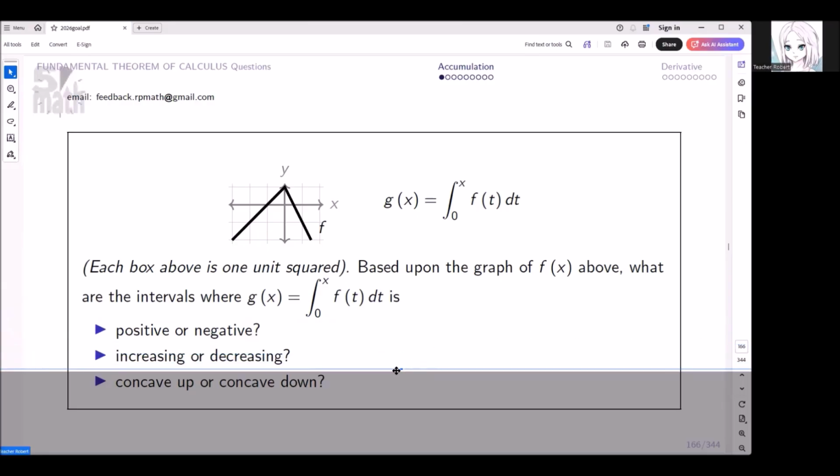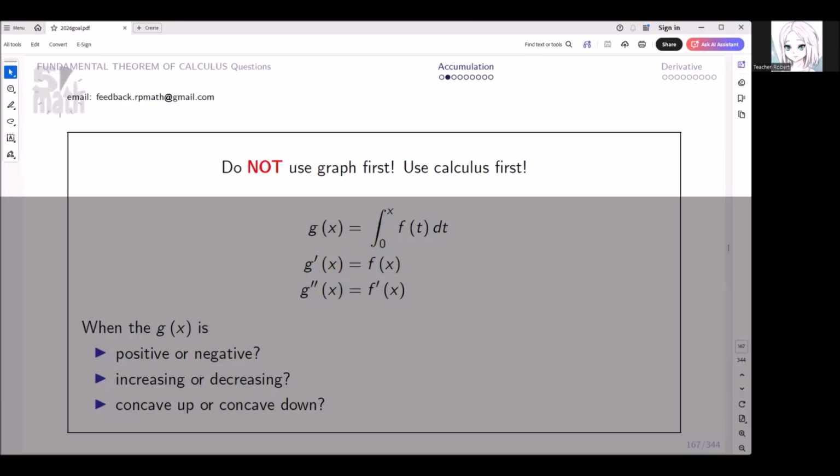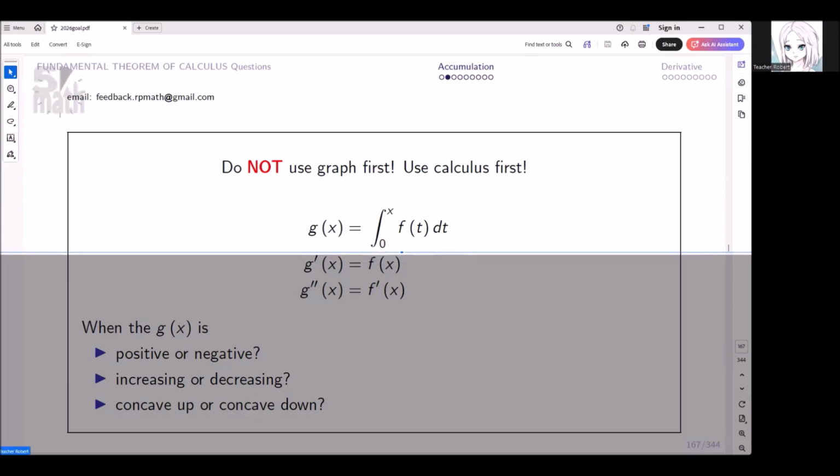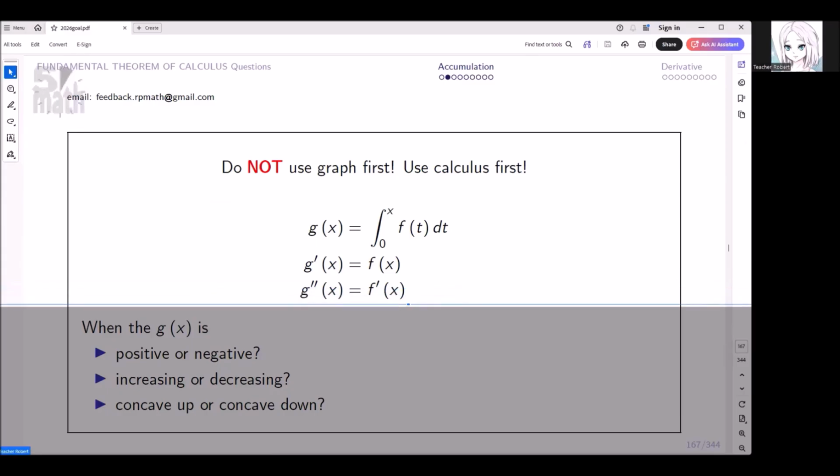increasing or decreasing, concave up or concave down? Do not use the graph first. Use calculus first. G of x equals integral from 0 to x of f of t dt. G prime of x equals f of x. G double prime of x equals f prime of x.